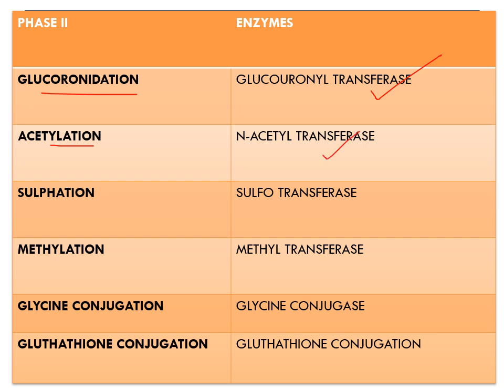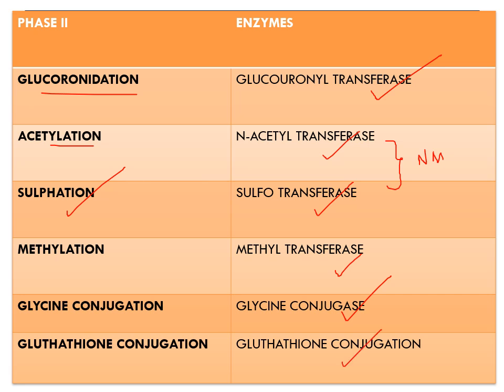Then we have sulfation reaction, where a sulfate group is added, and the enzyme responsible is the sulfotransferase enzyme. Both the sulfotransferase enzyme and the N-acetyltransferase enzyme are non-microsomal enzymes. Then we have the methylation reaction and the other two, glycine conjugation and glutathione conjugation. These are all non-microsomal enzymes. For methylation, we make use of methyltransferase enzyme. For glycine conjugation, we make use of glycine conjugates, and for glutathione conjugation, glutathione conjugates.